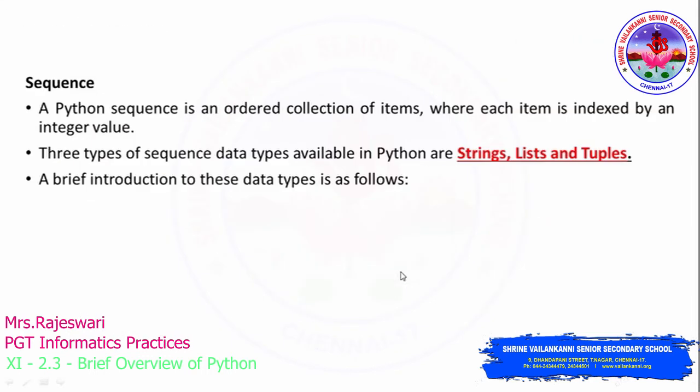So what is meant by a sequence? The general meaning of sequence is an order, relevant things, right? So when you write something in an order, that is considered as a sequence. A Python sequence is an ordered collection of items, where each and every item is indexed by an integer value. Clear? When you look at the example, you will understand much more clearly. If you consider the sequence data type, you have three types in that. One is strings, the other one is list, and the other one is tuples. So let us discuss them one by one.